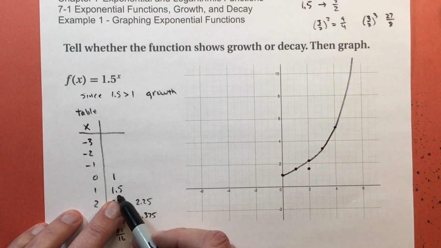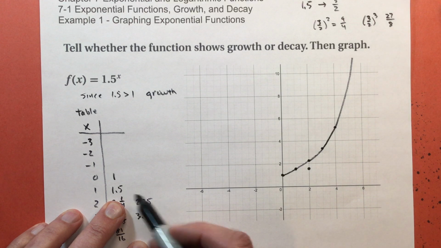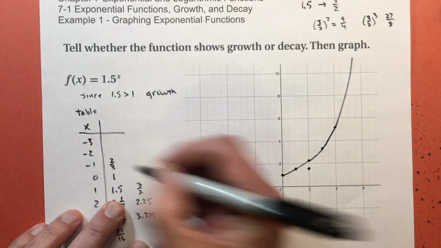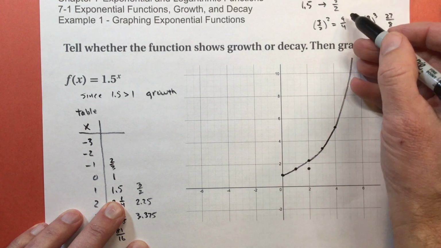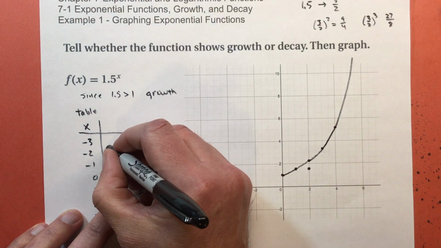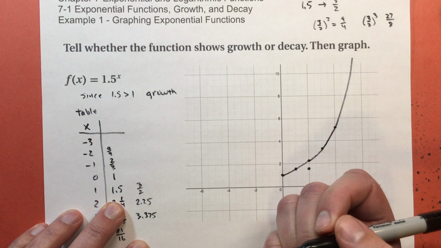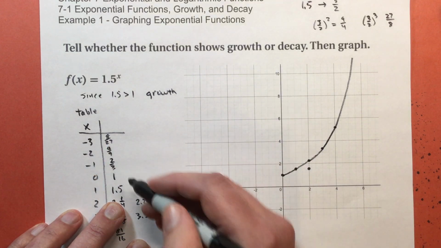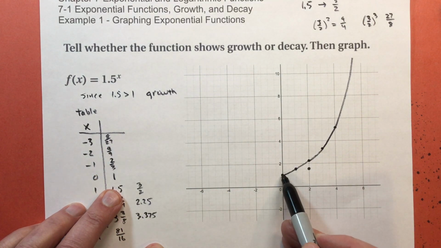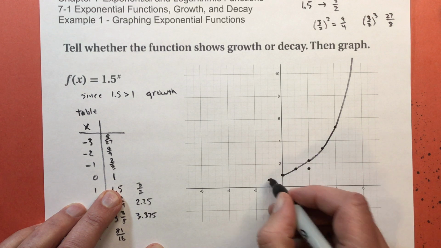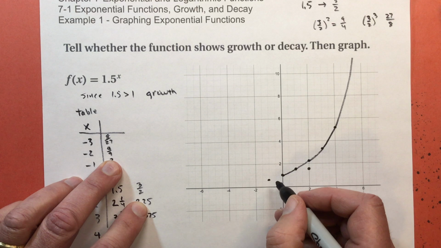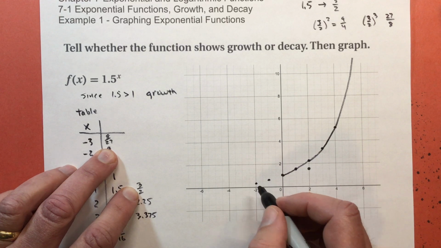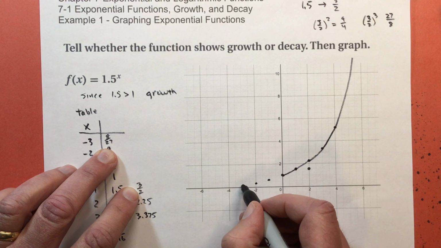Because what's the reciprocal of 1.5? Well, I don't know. But what's the reciprocal of 3 over 2? That's 2/3. What's the reciprocal of 9 over 4? That's 4/9. And what's the reciprocal of 27 over 8? That'd be 8 over 27. And notice that these are getting smaller. So it goes from 1 to 2/3, which is about right here. Then it goes to 4/9, which is a little bit less than half, which is about right there. And then it goes to 8/27, which is about 1/3, which is about right here.